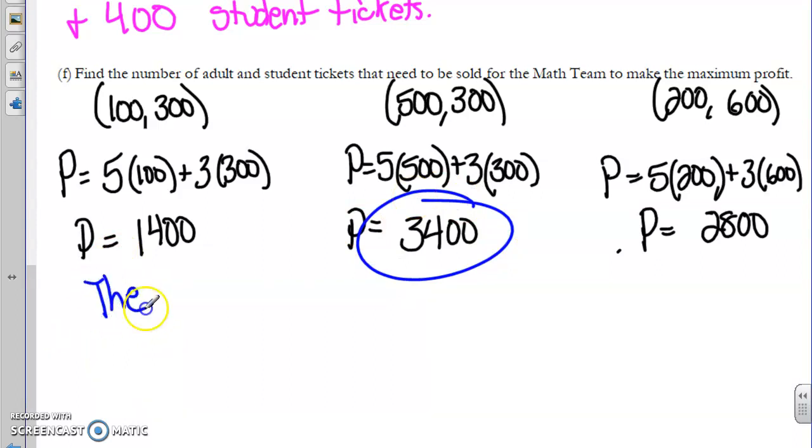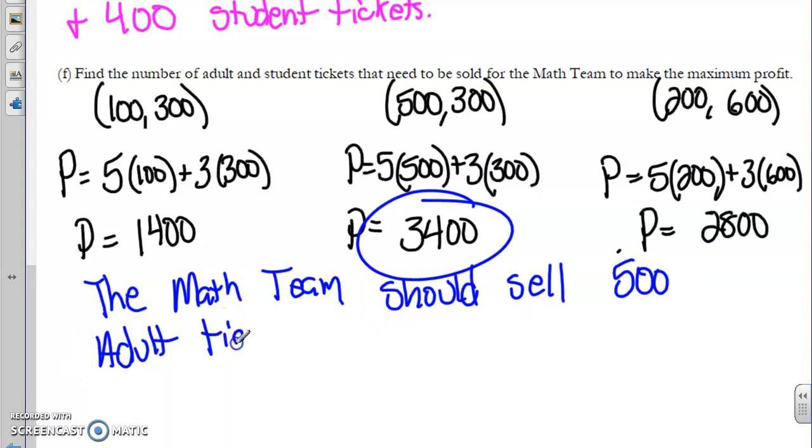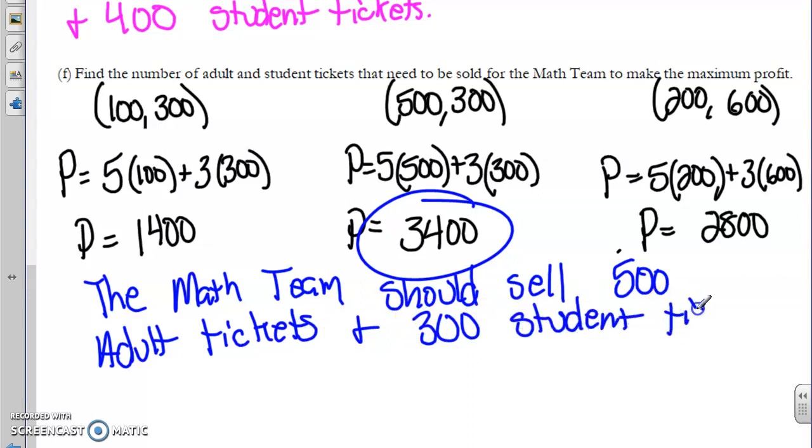So I would say the math team should sell 500 adult tickets and 300 student tickets to maximize their profit.